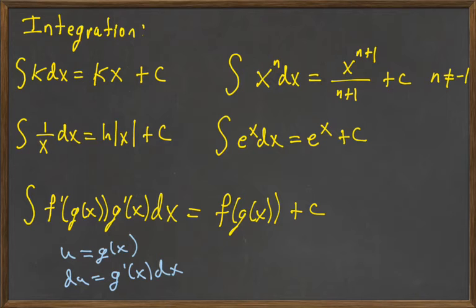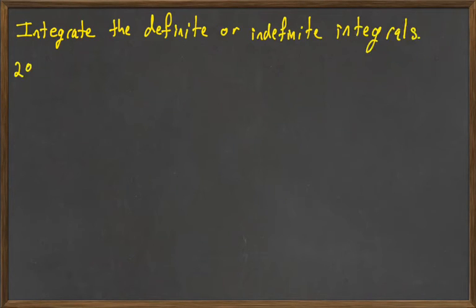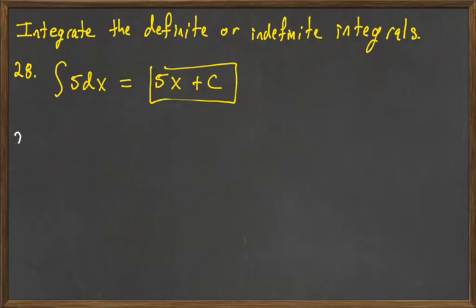All right, so let's go ahead and work out some examples. We'll speed up the instructions. Integrate the definite or indefinite integrals. So remember, the definite integrals will have limits of integration, indefinite will not. So we're going to look at the integral of 5 dx, so that's a constant, so that will be 5x plus the constant of integration. That's it.